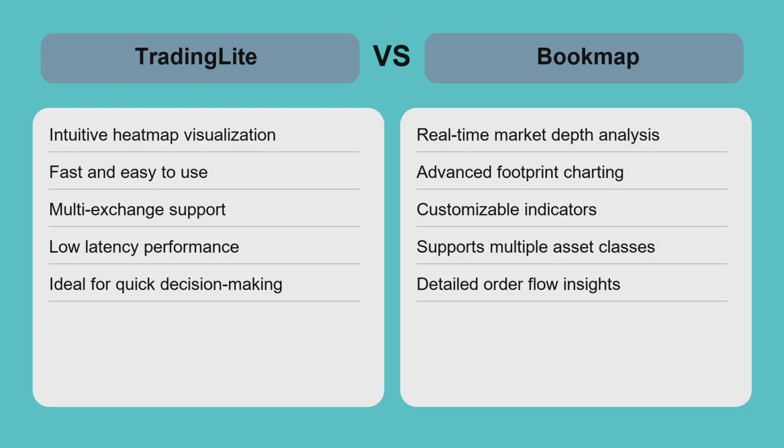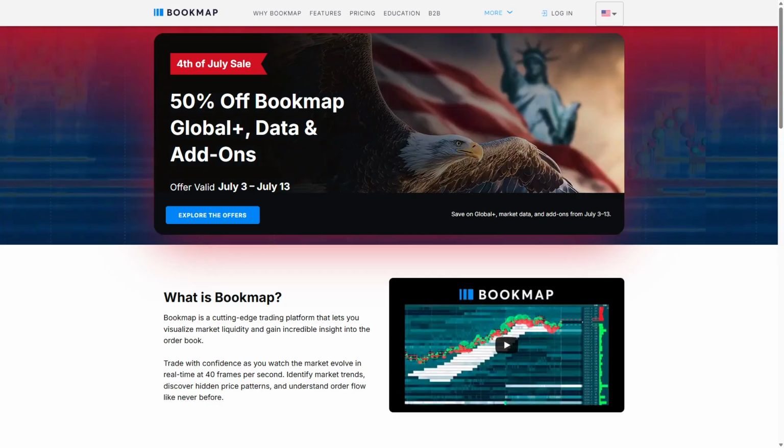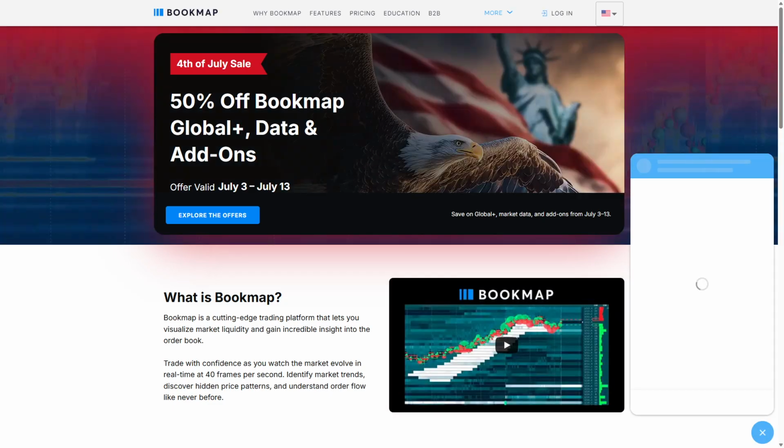Choose TradingLite if you want a fast, easy-to-use order flow platform with clear heat map visuals and multi-exchange support for efficient market scanning. Opt for Bookmap if you require deep, detailed order flow analysis with advanced footprint charts and iceberg order detection. It's the ideal choice for professional traders focused on precision and market microstructure. Both platforms excel, so pick the one that fits your trading style best.